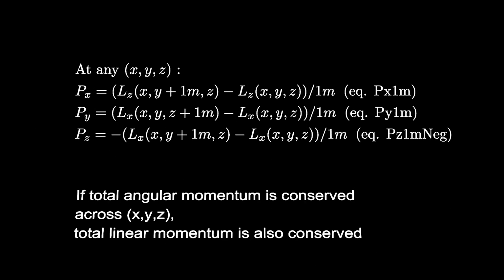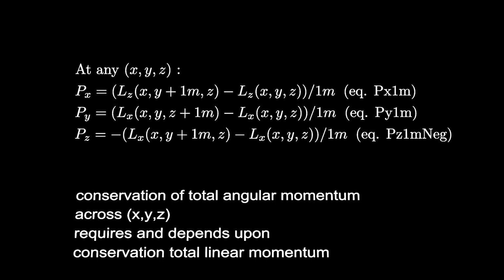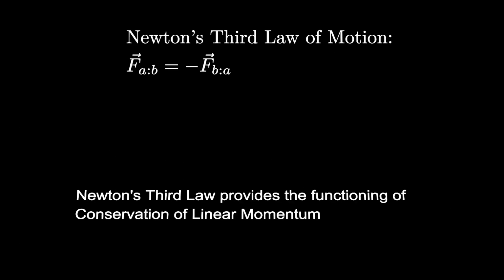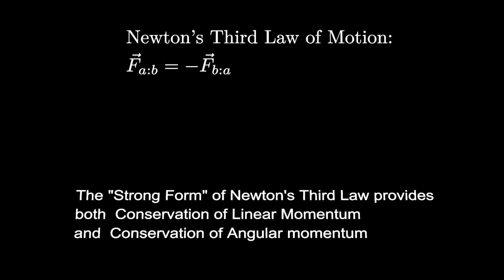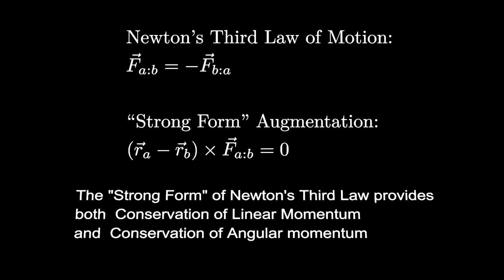If total angular momentum is conserved across x, y, and z, total linear momentum is also conserved. Conservation of total angular momentum across x, y, and z requires and depends upon conservation of total linear momentum. Newton's third law provides the functioning of conservation of linear momentum. The strong form of Newton's third law provides both conservation of linear momentum and conservation of angular momentum.